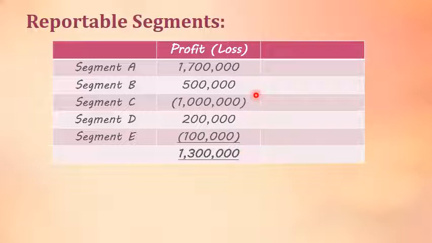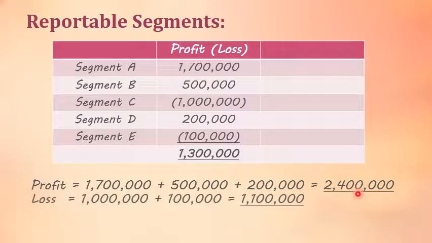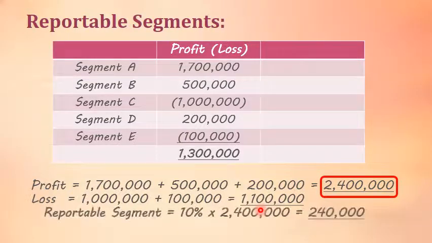So, sino bang merong profit dito? Segment A, 1.7 million. Segment B, 500,000. And segment D, 200,000. So, the total profits is 2,400,000. And yung total loss na meron tayo is 1 million plus 100,000 is 1.1 million. Since absolute amount, i-disregard na natin kung loss or profit or kung negative or positive. 10% daw ng greater amount. Ano ba yung mas malaki? Etong 2.4 million na profit. So, dyan natin i-multiply yung 10%.